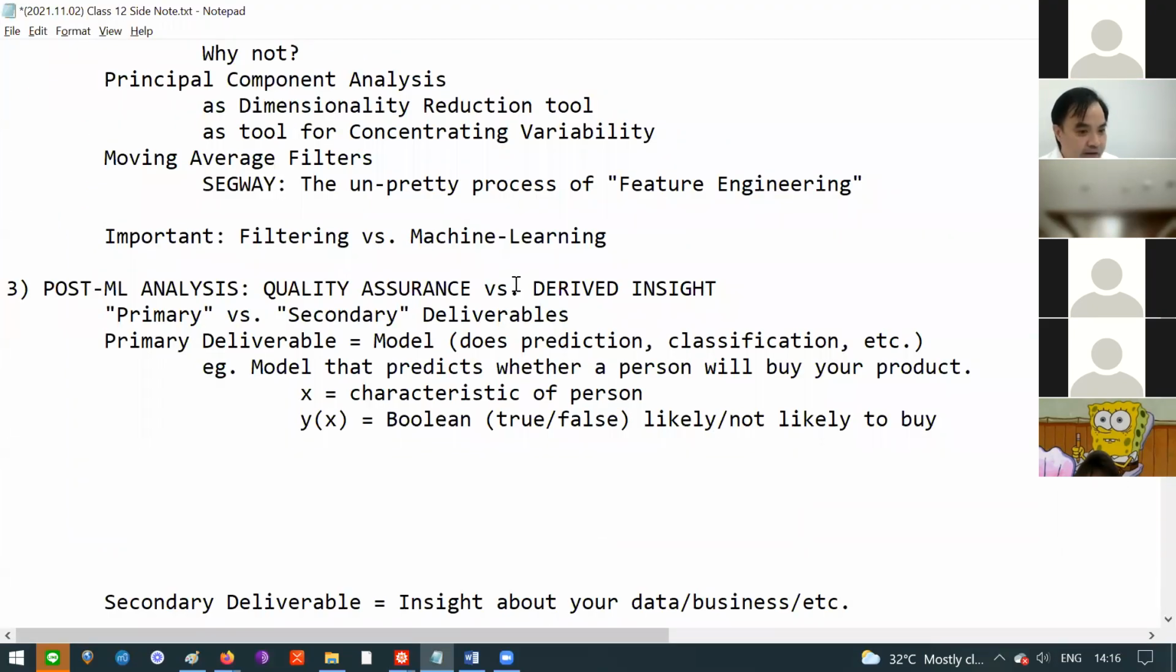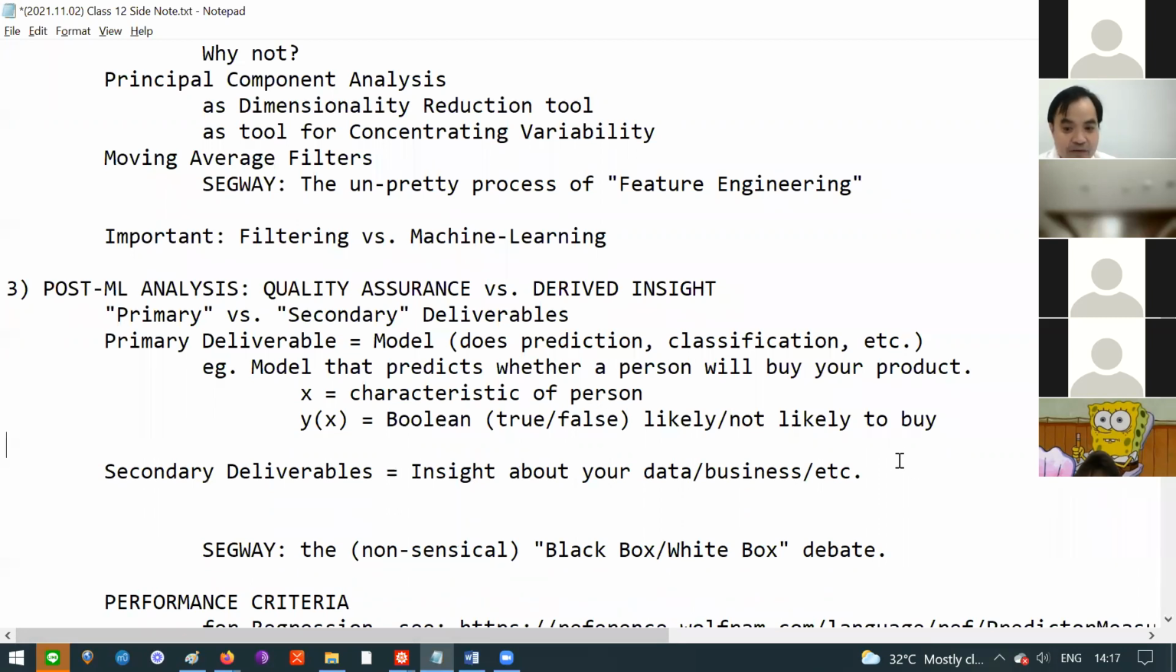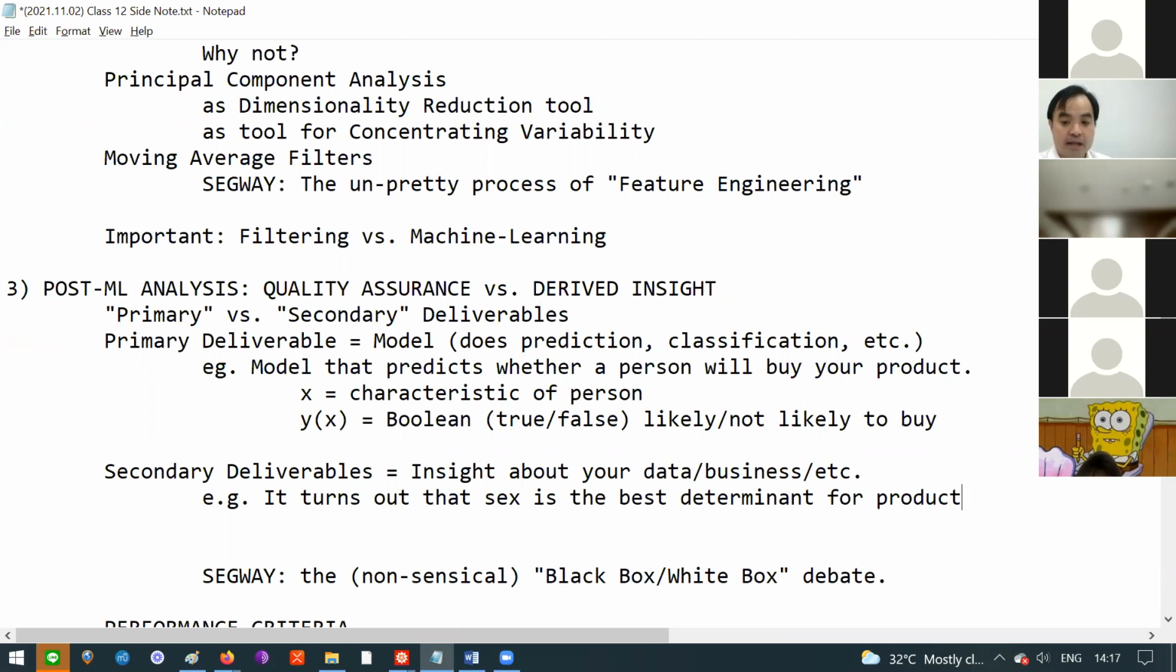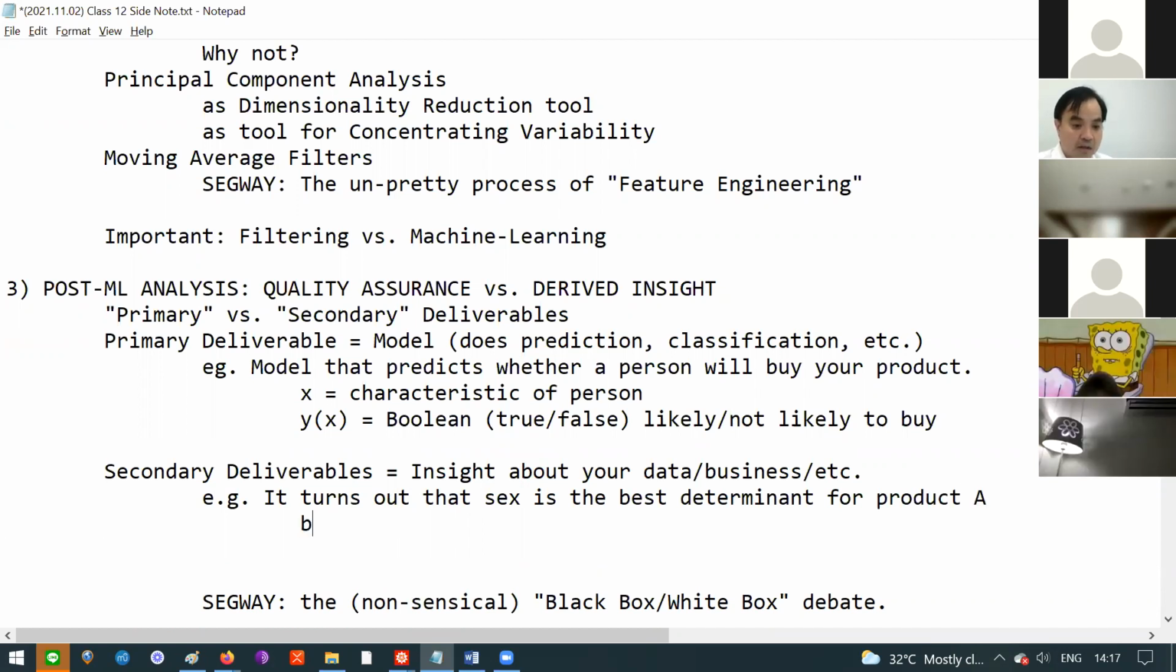But this is a secondary deliverable. Maybe I should put S. For example, the secondary deliverable would be something like, it turns out that, say, sex is the best determinant for product A, but salary is the best determinant for product B. Okay. Something like that. Okay. So maybe you don't build just A model, you build B model, right?